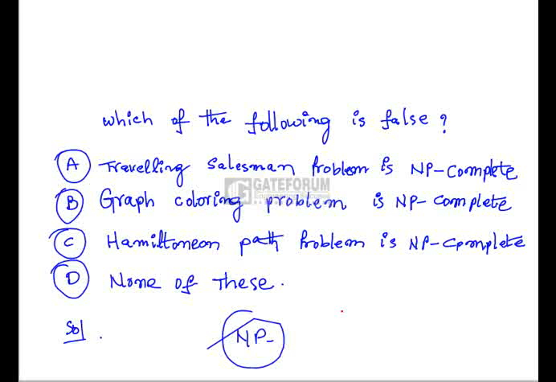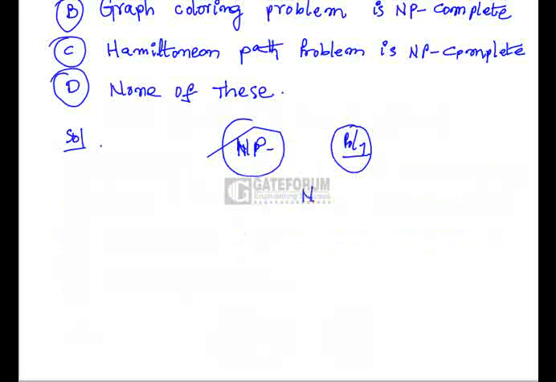Which of the following is false? Option A, traveling salesman problem is NP complete. Graph coloring problem is NP complete. Hamiltonian path problem is NP complete. None of these. Here NP complete means if a problem can be solved in polynomial time using a non-deterministic algorithm, then that problem is called NP complete. It can be solved only by using a non-deterministic technique, but it can be solved in polynomial time. Those types of problems are called NP complete problems.